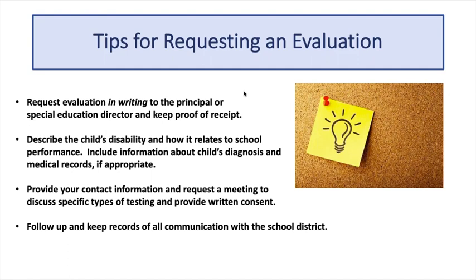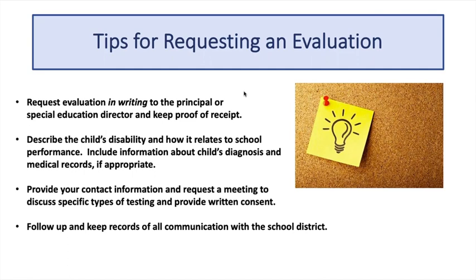I think in that written request, it's very helpful to be explicit and describe the child's disability and how it relates to school performance. If appropriate, include information about the child's diagnosis and medical records if that information is available. And certainly, it's helpful if the parent provides their contact information. Ask for a meeting to discuss the specific types of testing. Remember how we discussed that an evaluation should address all areas of suspected disability and impact on that child's performance. And then also follow up with the district and ask for that written consent, because it's really that written consent that starts the 60-day clock.